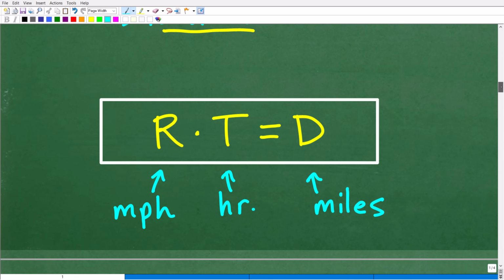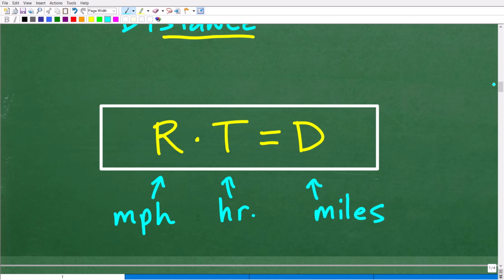This is a formula that you want to commit to your long-term memory. Rate times time is equal to distance. Rate, again, you would think of as speed. So speed times time is equal to distance, but there are a few things we need to pay attention to here. The first thing is rate.